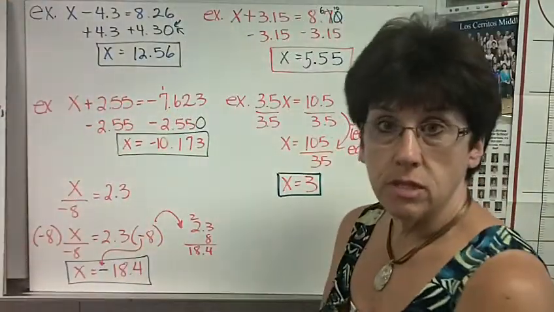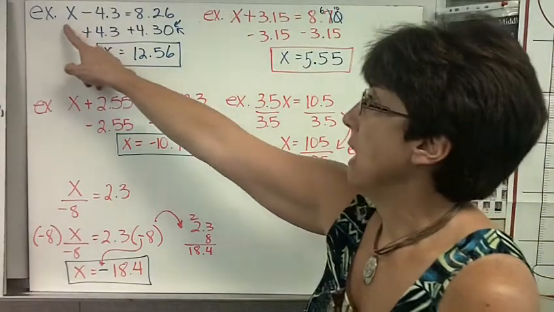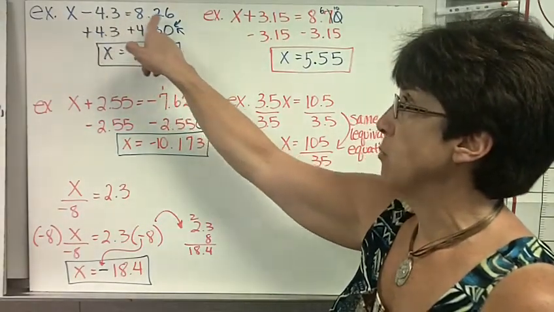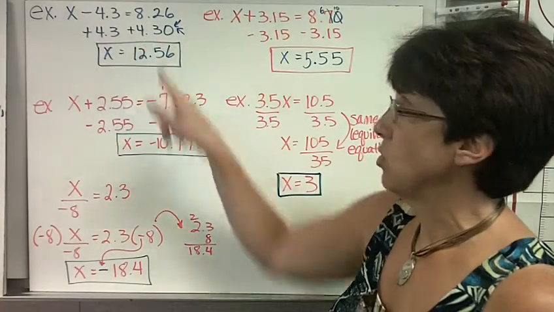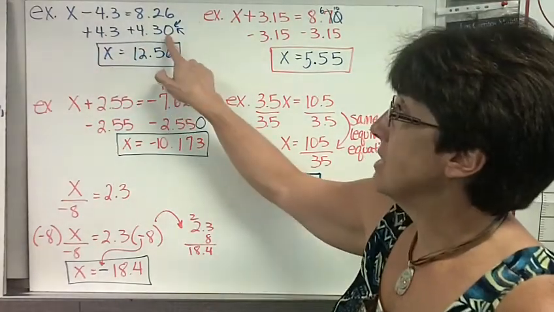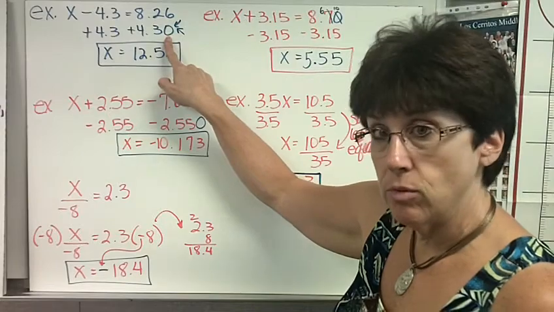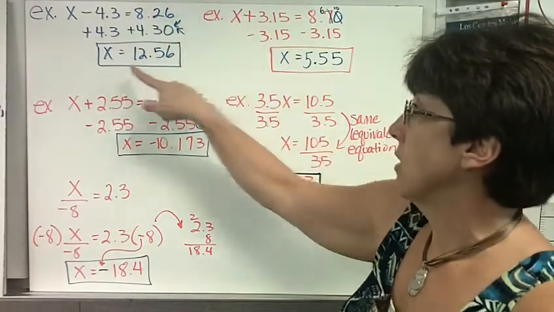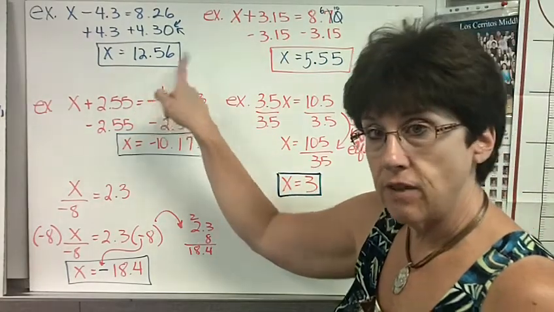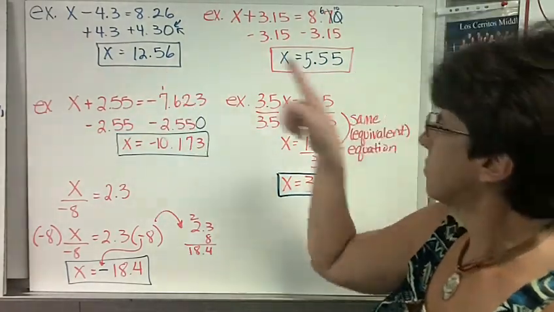Now let's do some simple equations. Okay, x minus 4.3 equals 8.26. So I'm going to add 4.3 to both sides of the equation. Notice I added a 0 on this side, so I have the same number of places after the decimal point in both of my pieces. Add them together, I get x equals 12.56, and I've boxed my answer.